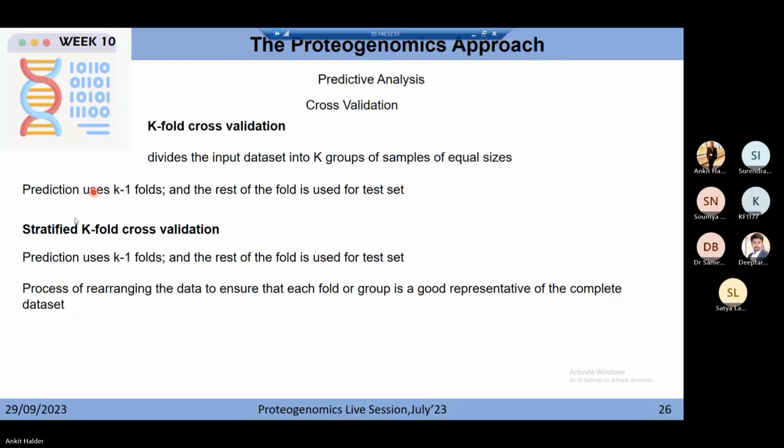So it will perform the k cross fold validation. Another is the stratified k cross fold validation. The difference between your k fold cross validation and the stratified k fold cross validation is that prediction is done using the k minus one folds, and the rest of the fold is used for your test set. It is a process of rearranging the data, so each fold or group is representative of the complete data set. Among the k minus one folds, a rearrangement is done so that it forms a good representative group of the complete data set. Another thing is the stratified k fold cross validation.